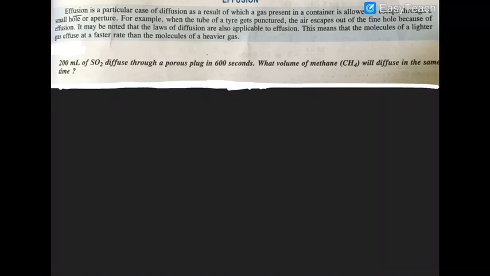Effusion is a particular case of diffusion in which a gas present in a container is allowed to escape through a small hole. For example, when the tube of a tire gets punctured, the air escapes out of the fine hole because of effusion. It may be noted that the laws of diffusion are also applicable to the law of effusion. So let's look at one example. One question has been put up here. Okay, what is the question?